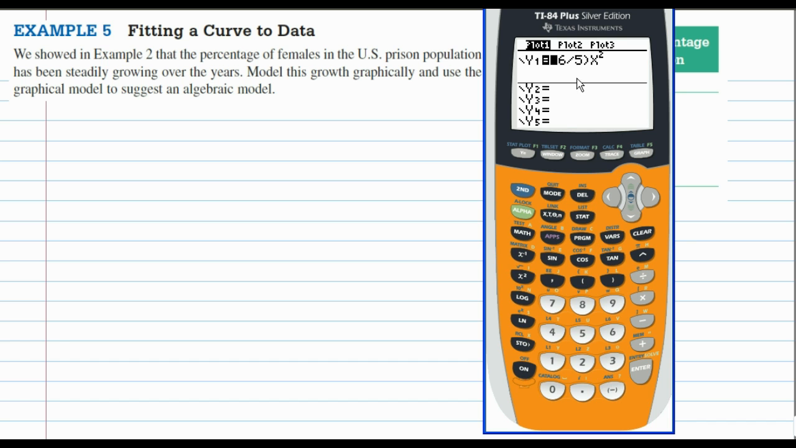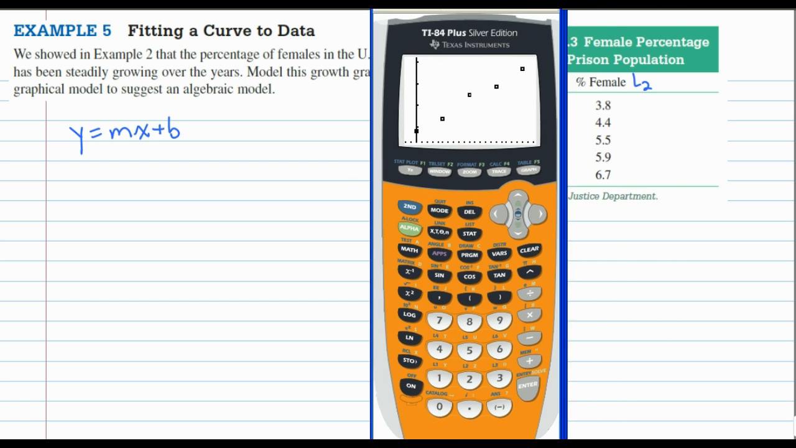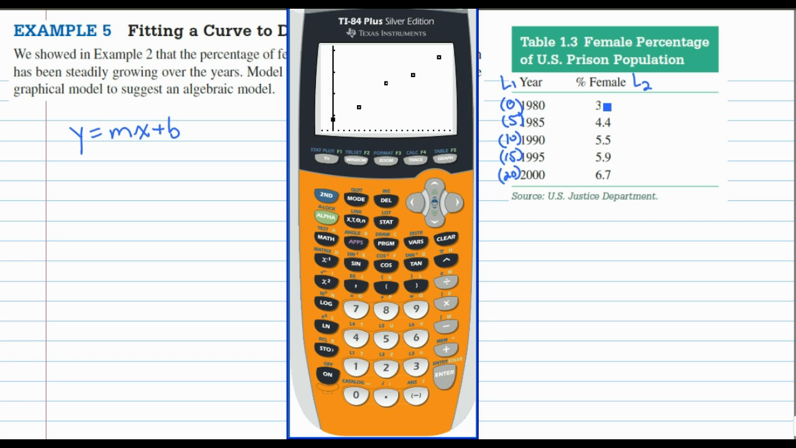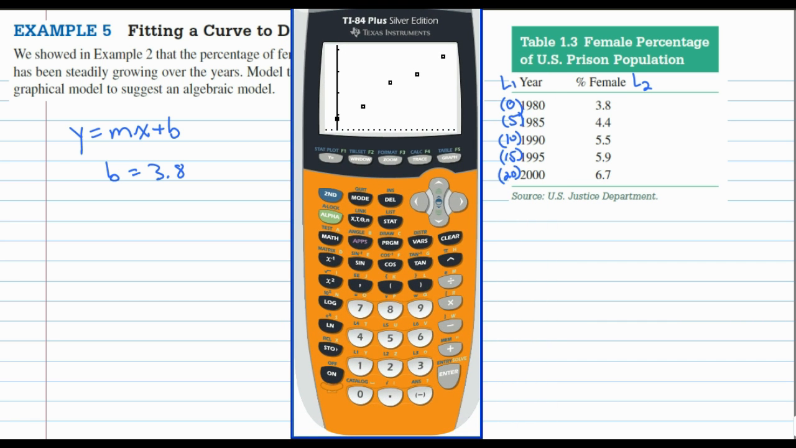Oops, I gotta clear out the equation from the last problem. Zoom 9 will show you a pretty linear graph, actually. It's not quite linear, but pretty linear. So I'm going to say that this is going to take on a y equals mx plus b format. Now my y-intercept, year 0, was 3.8. So I know b equals 3.8. At 1980, 3.8% of the prison population was female.